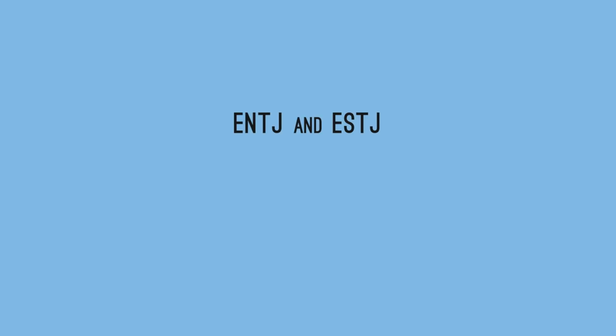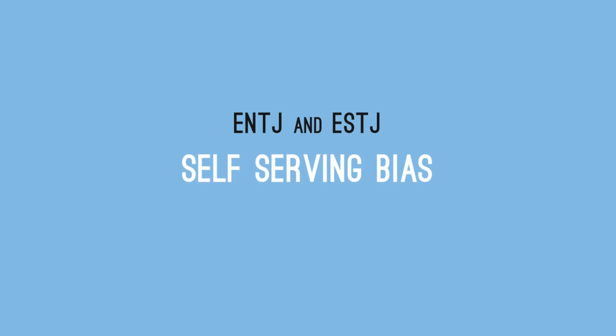ENTJs and ESTJs. Self-serving bias. The self-serving bias describes when we attribute positive events and successes to our own character or actions, but blame negative results on external factors unrelated to our character. Both ENTJs and ESTJs are big and strong-willed personalities and are driven to achieve in various ways. They will more often than not extol and live out a philosophy of personal responsibility and individual agency. They have a low tolerance for people who aren't trying and taking action to improve themselves and their lives.